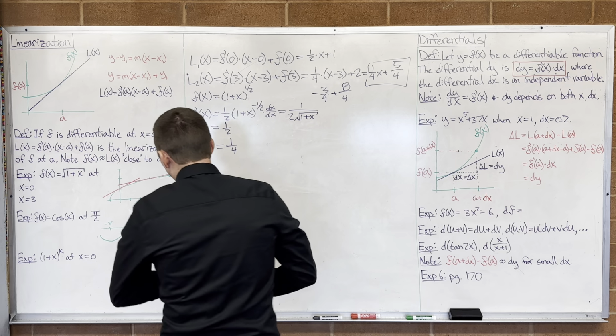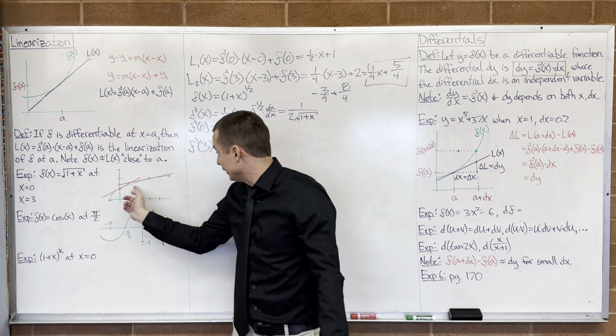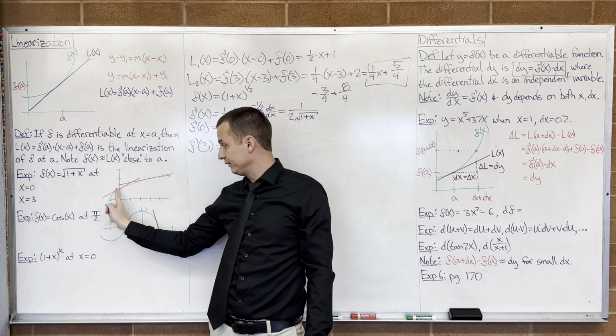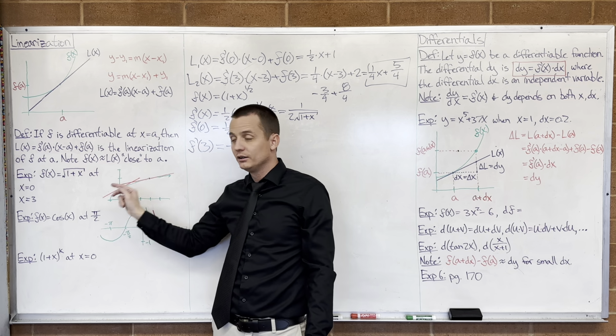Its y-intercept is 5/4. So on my picture, pretty good here, about 1/4 above 1. And the slope here is not 5/4, it's 1/4. So there's our two linearizations. Make sense?